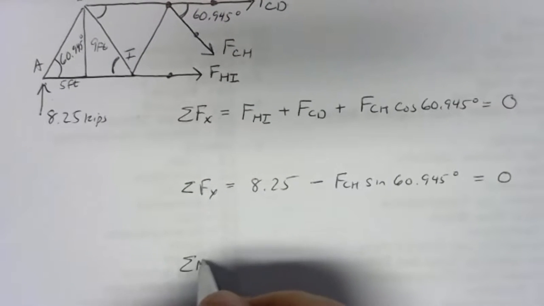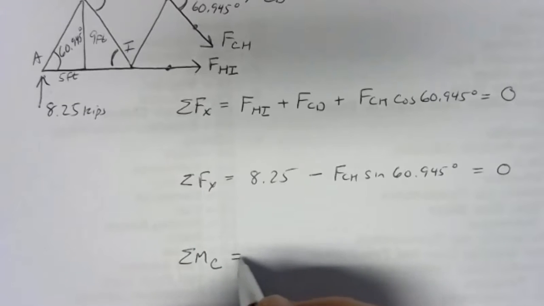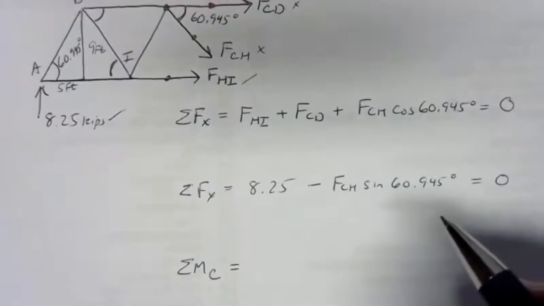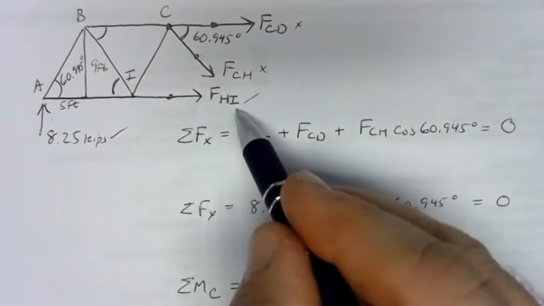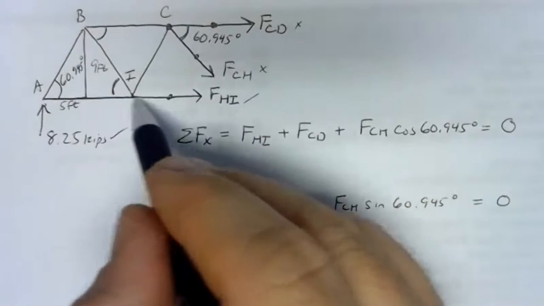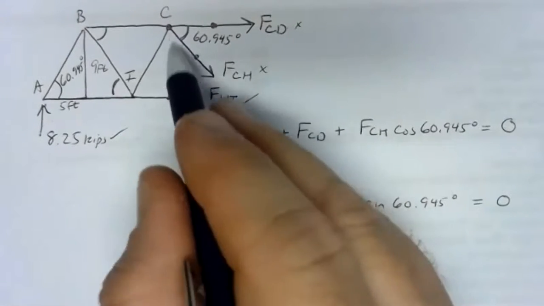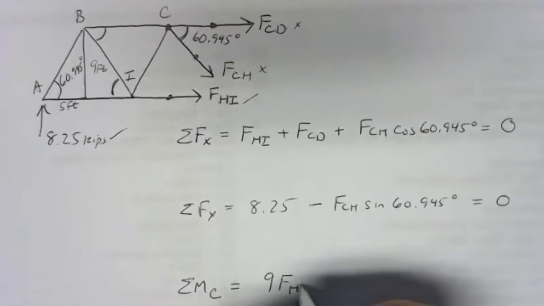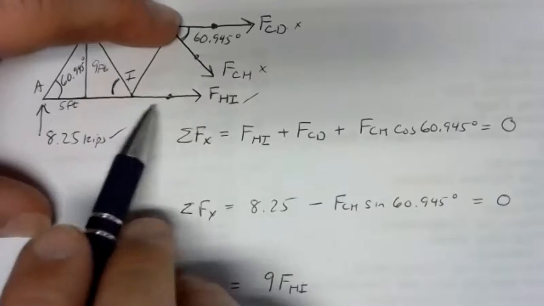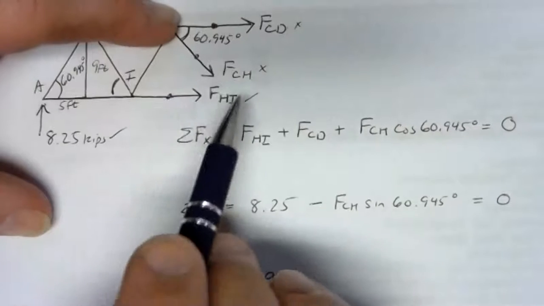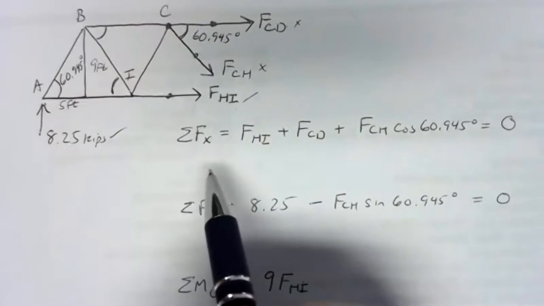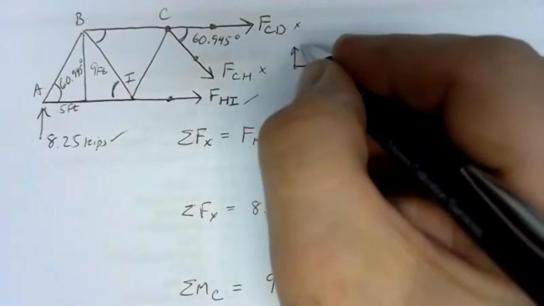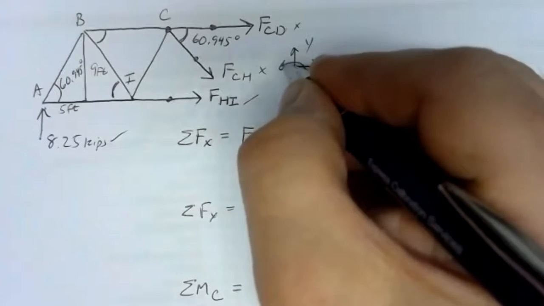So we'll take our moments about joint C. That means no FCH, no FCD. We will have a moment from FHI and a moment from the 8.25 kips. So we need an arm for HI. Remember, the arm is the distance between the line of action and the pivot point. The pivot point is 9 feet away from FHI, so we have 9 FHI. If we pin at C and pull to the right at H, that will be a counterclockwise moment, and counterclockwise moments are positive. So we have a positive 9 FHI. We can draw the coordinate system in to be clear there: X and Y and counterclockwise moment.